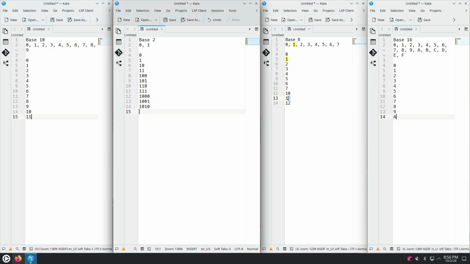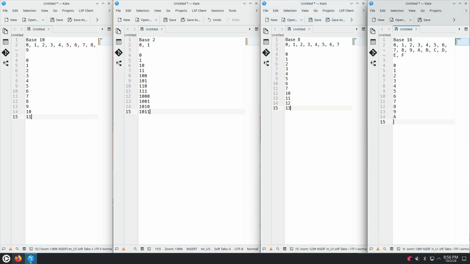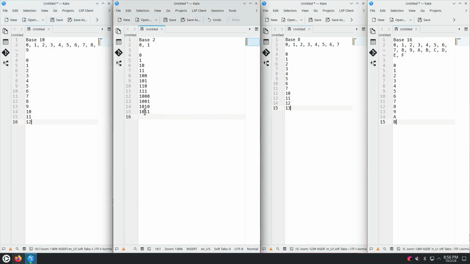11, 1011, 13, and the next one-digit number in base 16 is B. 12. So 11 is the largest two-digit number in base 2. So this will become 11, and then 2 zeros. We increment this by 1 and we get this. And we keep what we had before, which is 1 and 3 zeros.